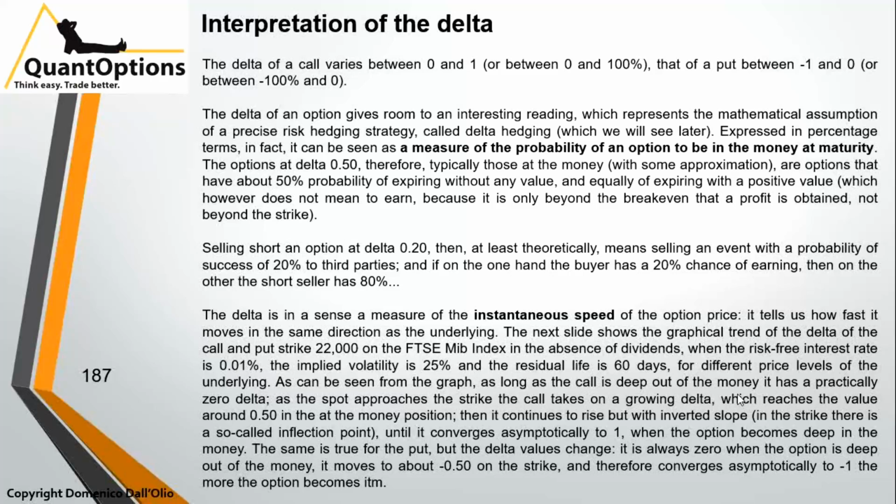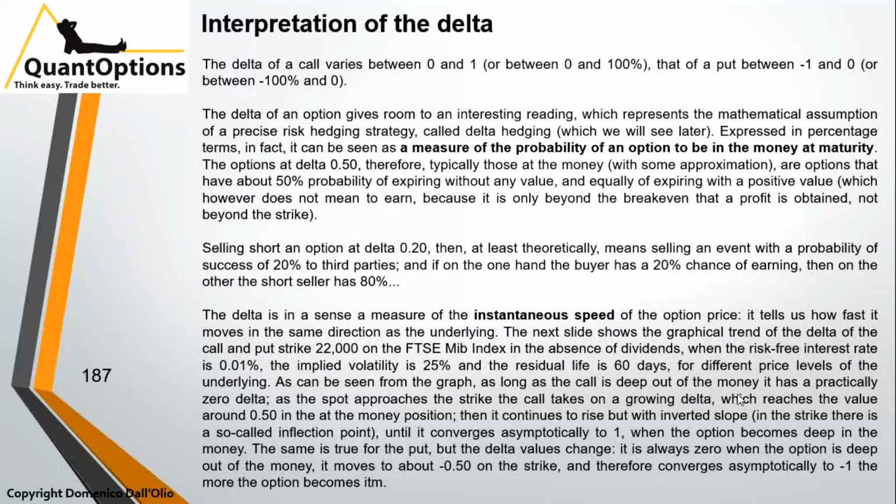The options having delta 0.50, therefore, typically those at the money, with some approximation, are options that have about 50% probability of expiring without any value and equally of expiring with a positive value. But pay attention, because this does not mean to earn, because in order to earn money purchasing a call, you do not only need it to reach the strike, you need it to reach at least the break-even point. So it's only beyond the break-even that a profit is obtained, not beyond the strike.